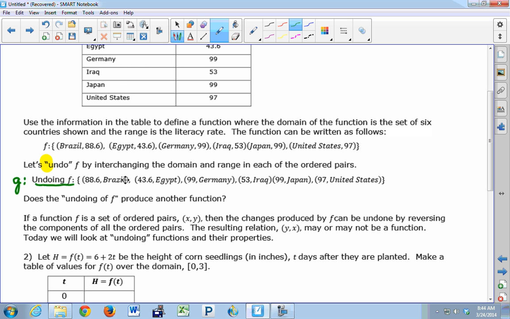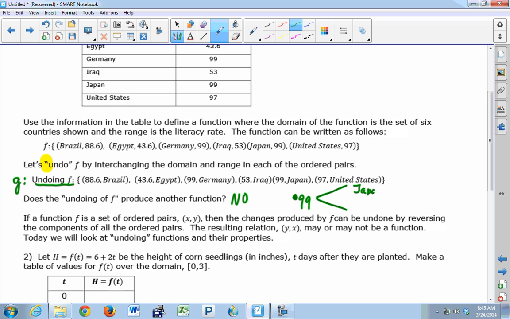So my question is, here's a set of ordered pairs. Does the undoing of f produce another function? That's the question. In other words, is this undoing of f, this function called g, the set of ordered pairs, does that represent a function? Tyler says no. Why not, Tyler? Right, so for the input of 99, there are 2 different outputs. And what are they, Tyler?